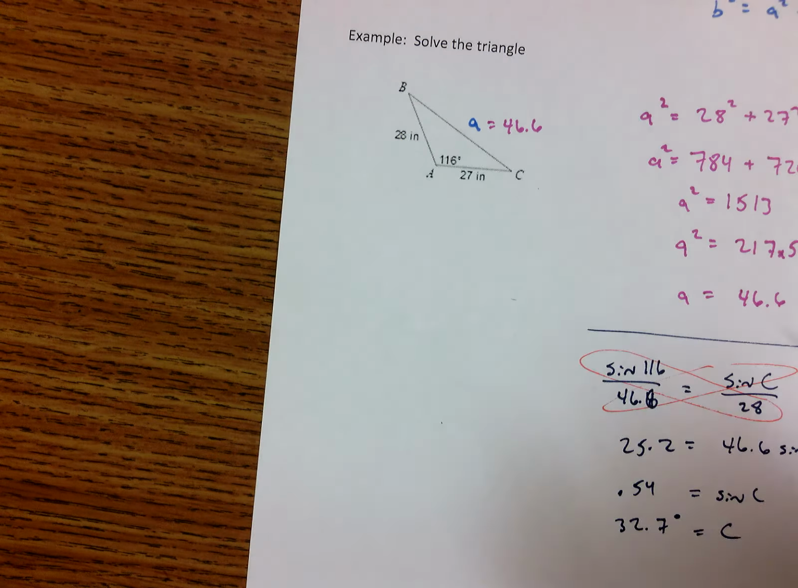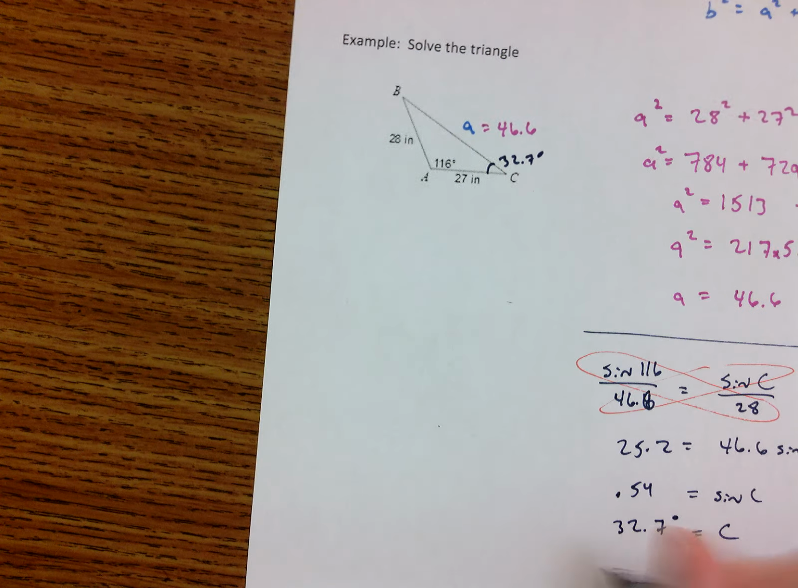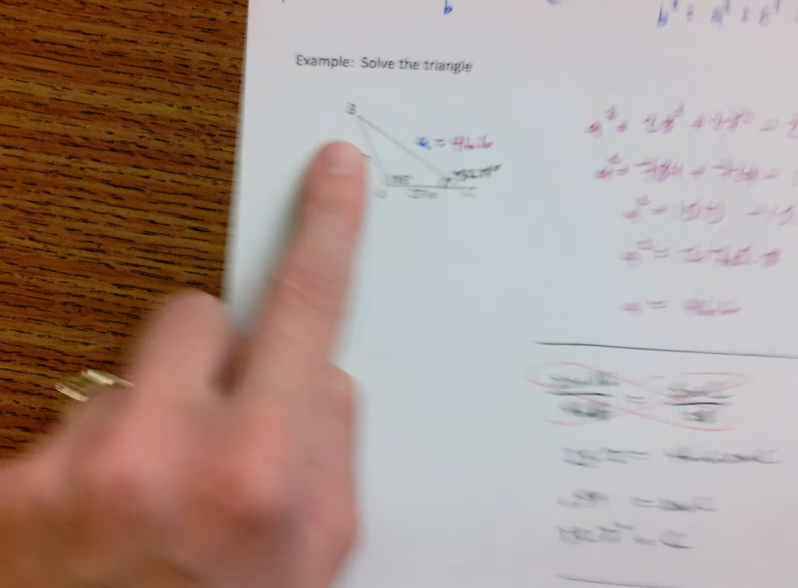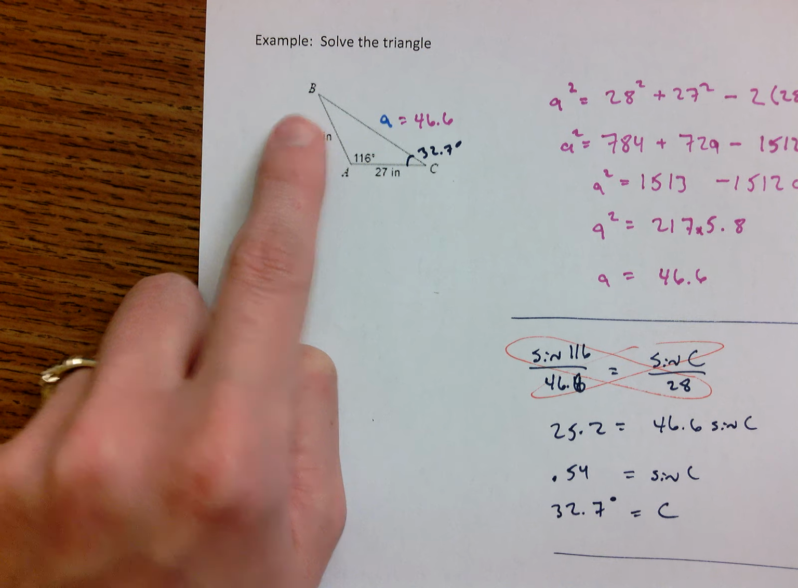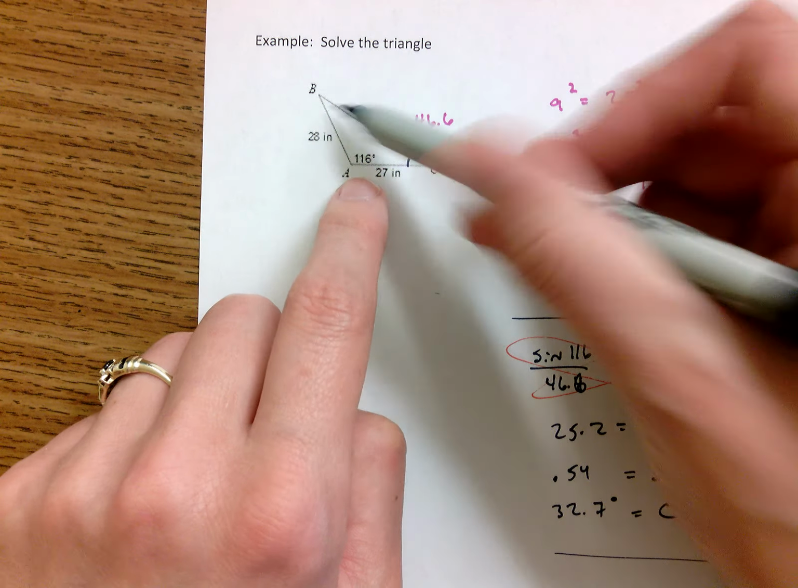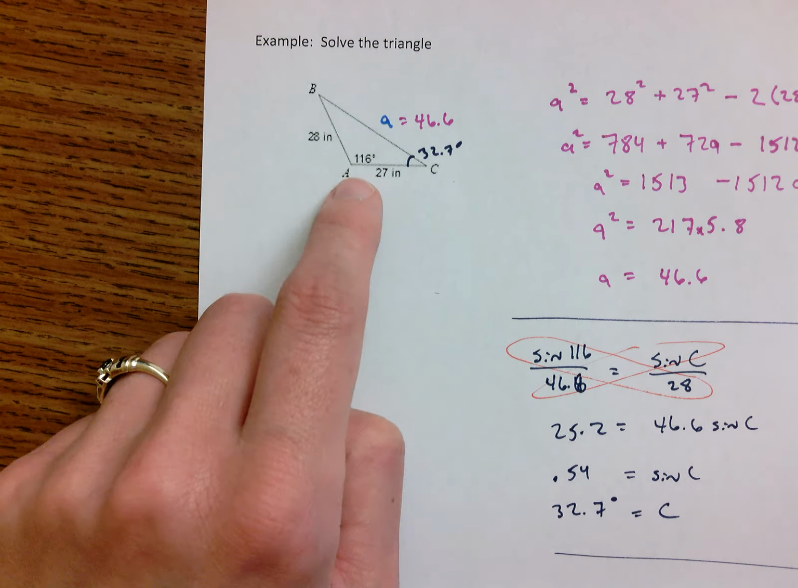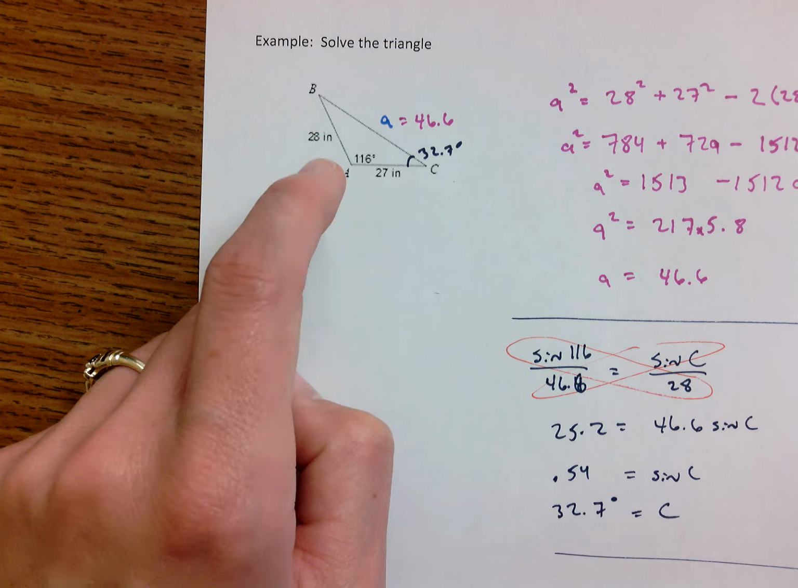All right, great. So now I know that this angle right here is 32.7 degrees. We've got one more thing to find, which is angle B. Now, you could use another law of sines and say, okay, well, this divided by that gets you this ratio here. But at this point, that would be extra work. You want to go with the easiest thing possible, right?